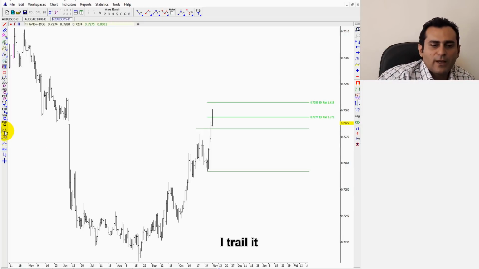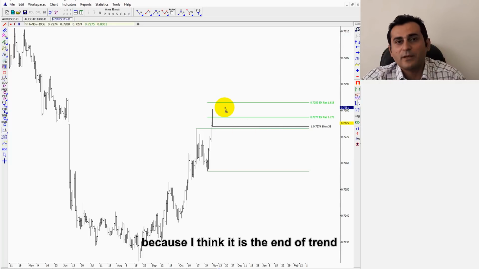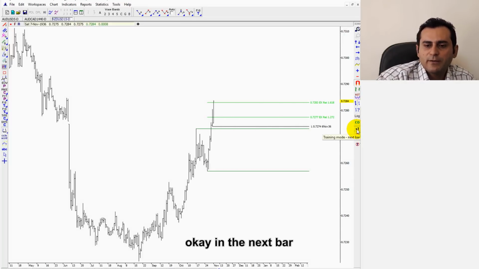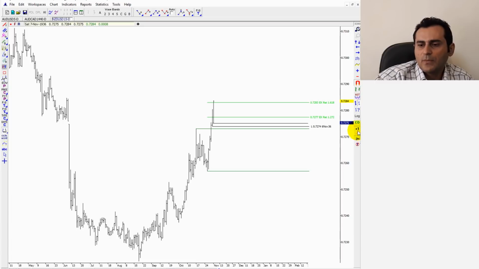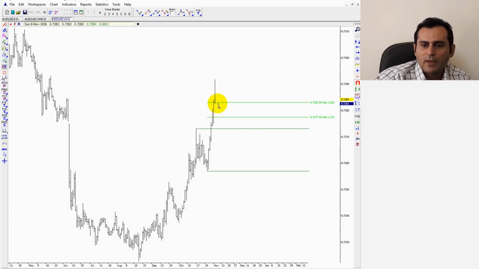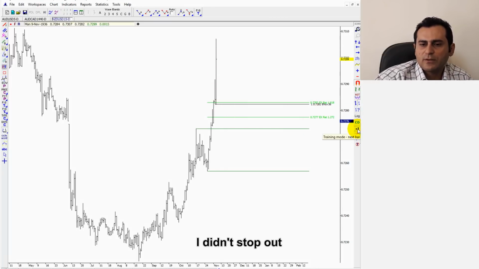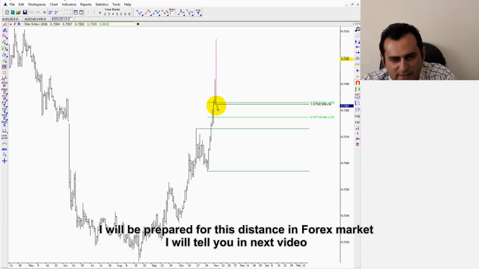So I trail it here to the last bar. This is my new stop loss because I think it's the end of the trend. Okay, in the next bar, you can see I haven't stopped out. Next bar, I trail it here. I mean I remove the previous stop and place it here. You can see market goes higher. I didn't stop out. It's a little point, and this distance I will prepare for this distance in Forex market.